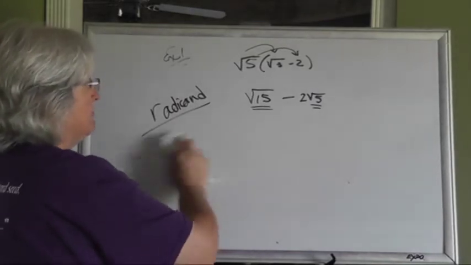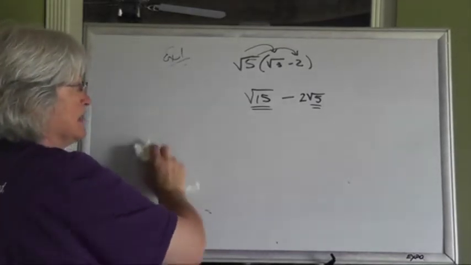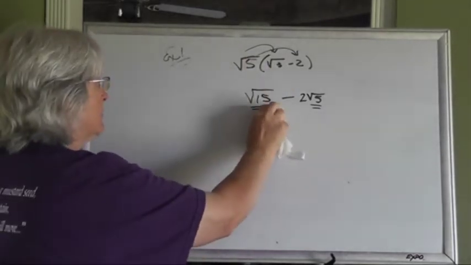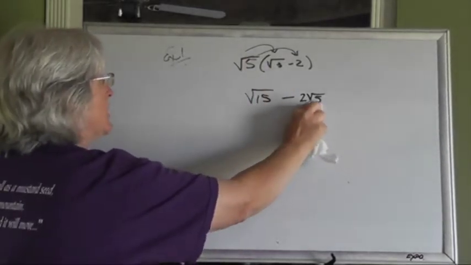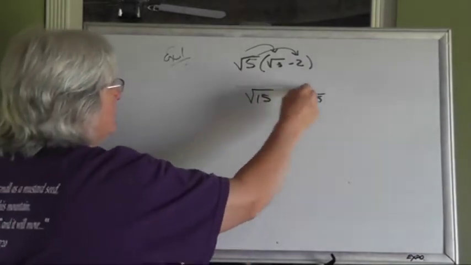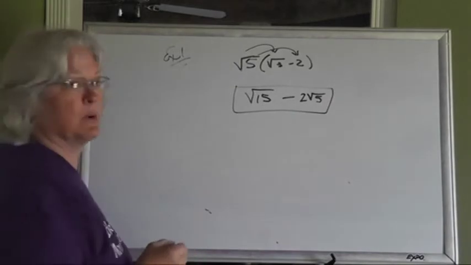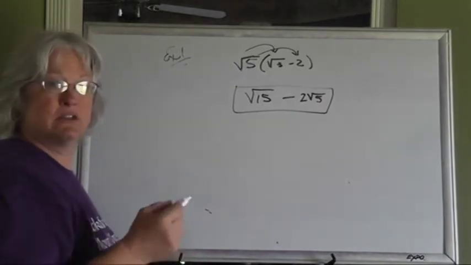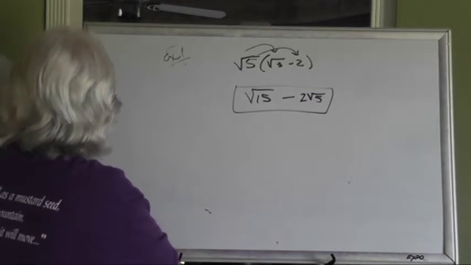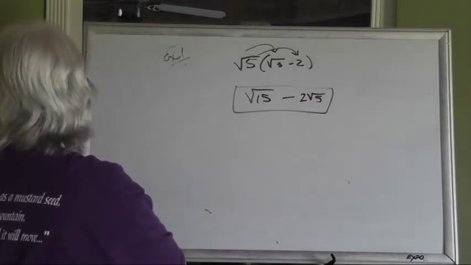Are they? Well, obviously 15 and 5 are not the same. So even though these are both square roots, they're not like radicals, so you cannot do anything further with them. The answer to example 1, therefore, is square root of 15 minus 2 times the square root of 5. So let's move on and look at example number 2.